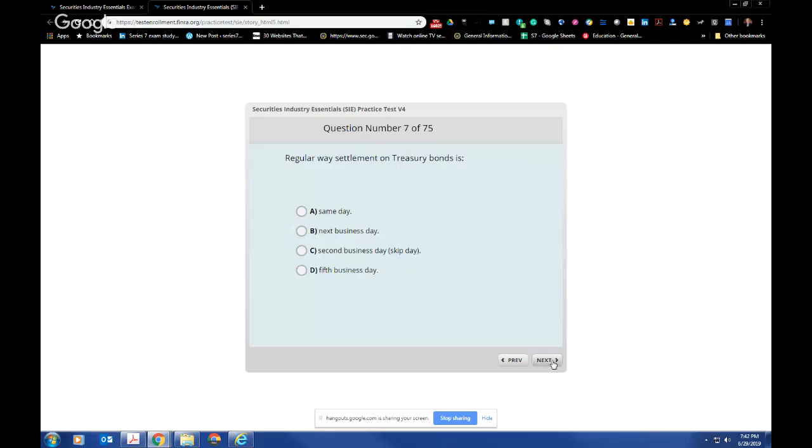Regular way settlement on treasury bonds is T+1. So all treasuries trade T+1. So treasuries and options trade T+1. Everything else is T+2. Makes it very easy. T+1 is tomorrow, which is next business day.